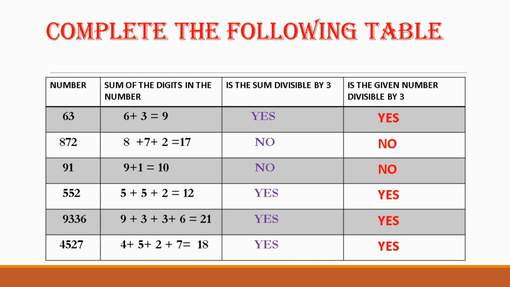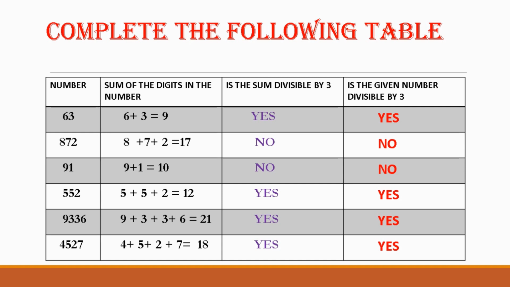Is the sum divisible by 3? 9 is divisible by 3. So the answer is yes. Is the given number divisible by 3? Yes. 9 is divisible by 3. That means the number 63 is also divisible by 3.